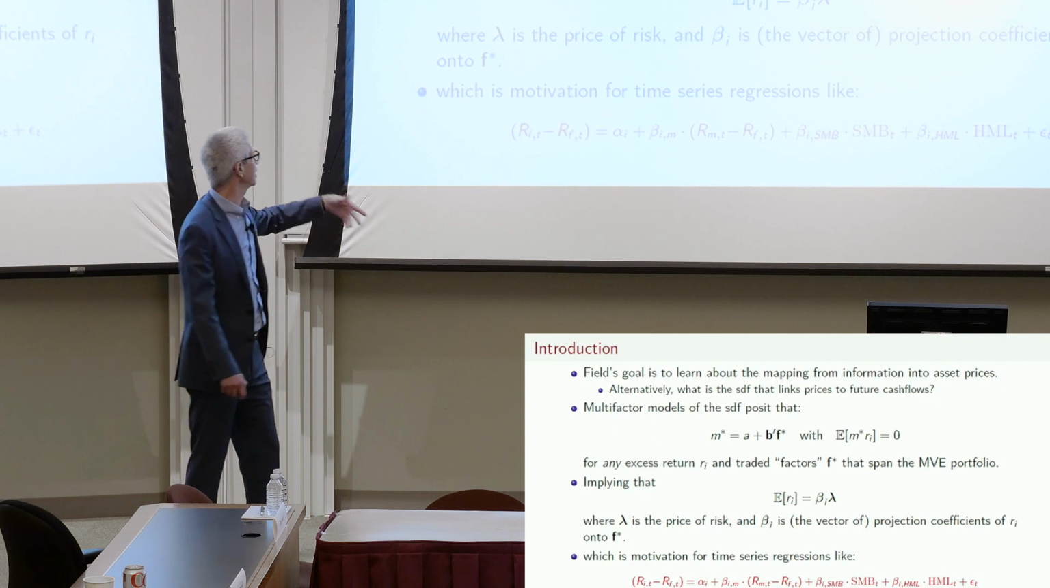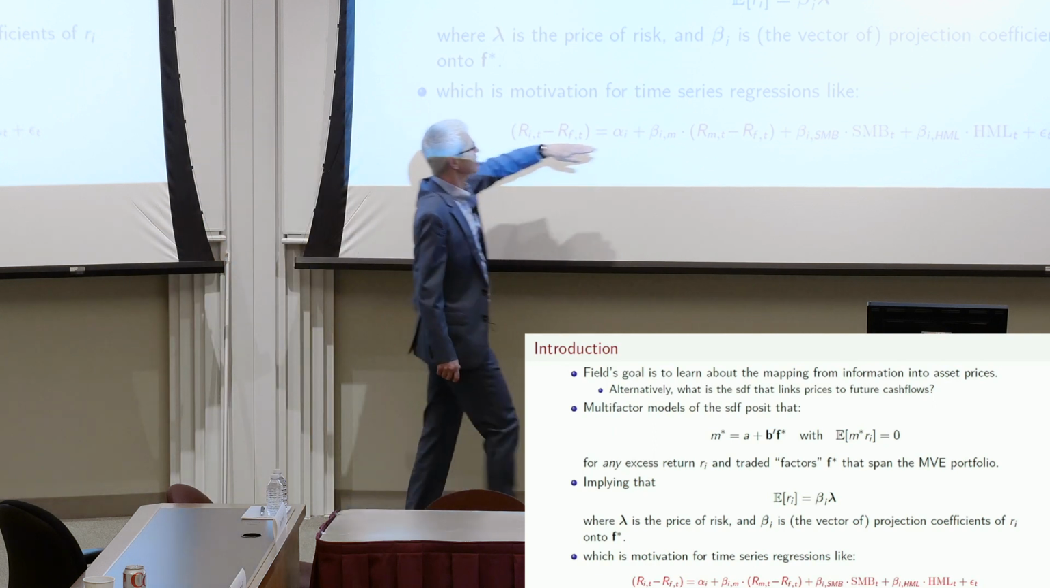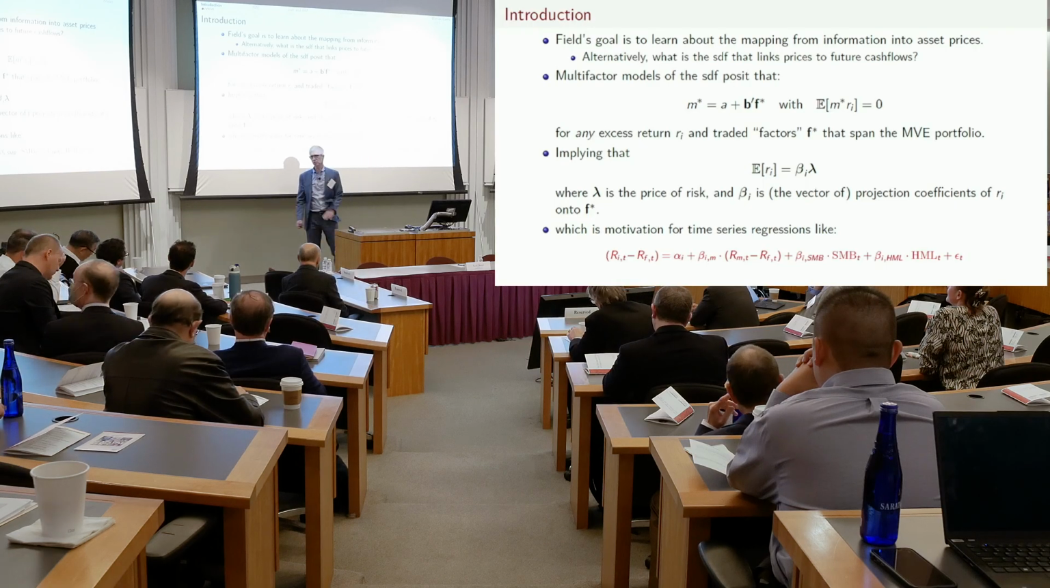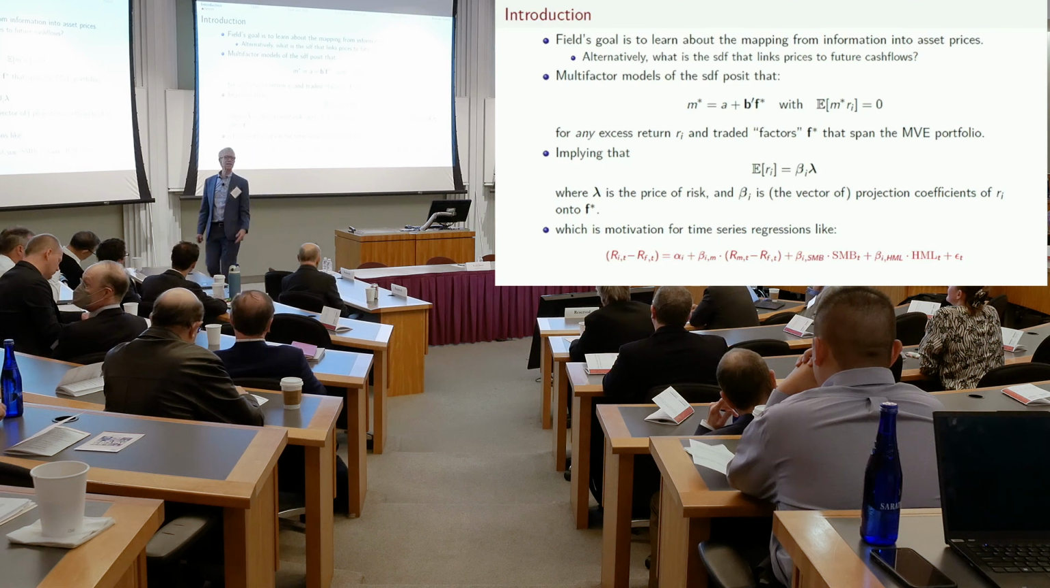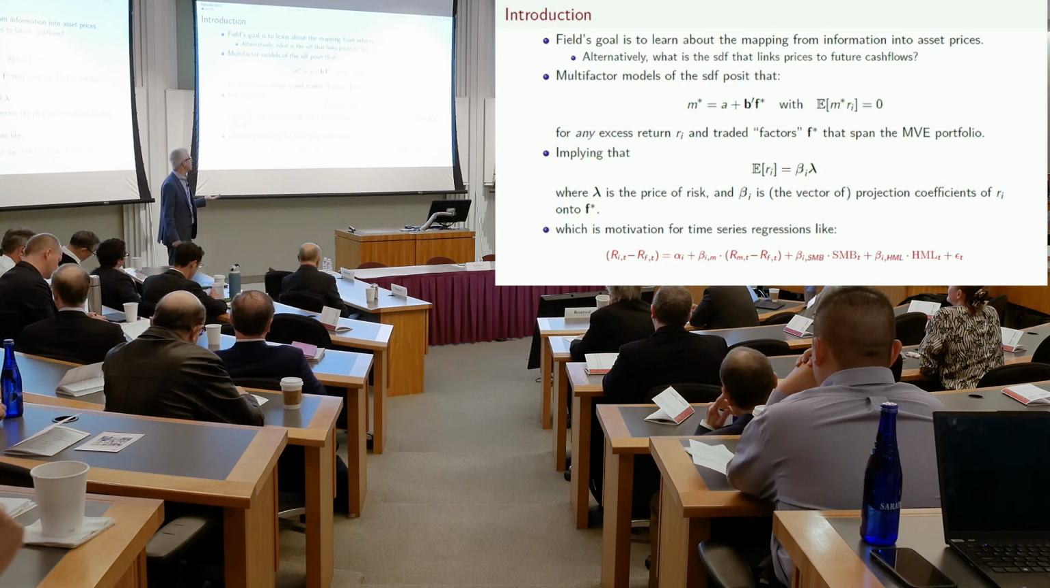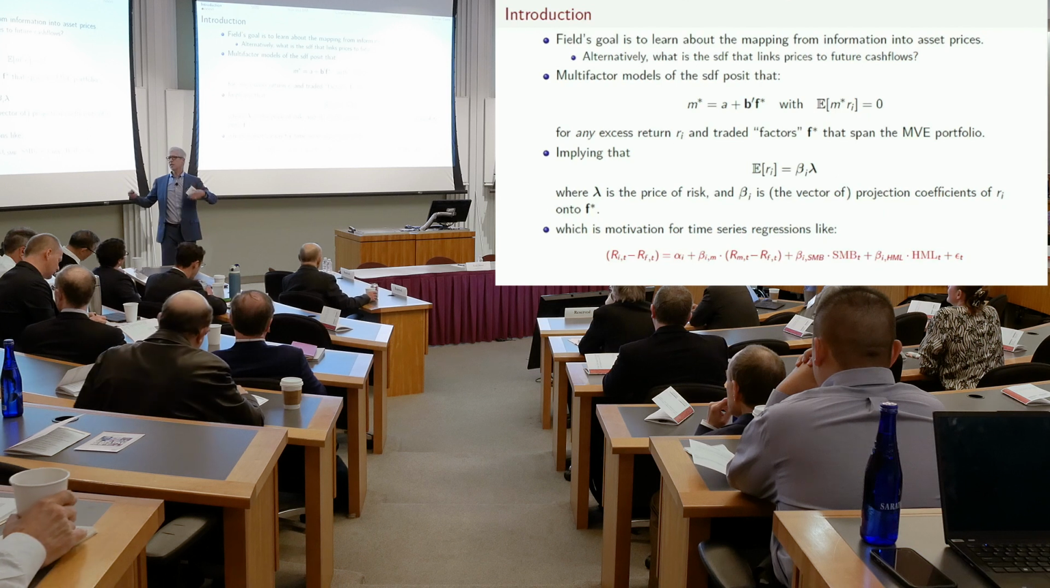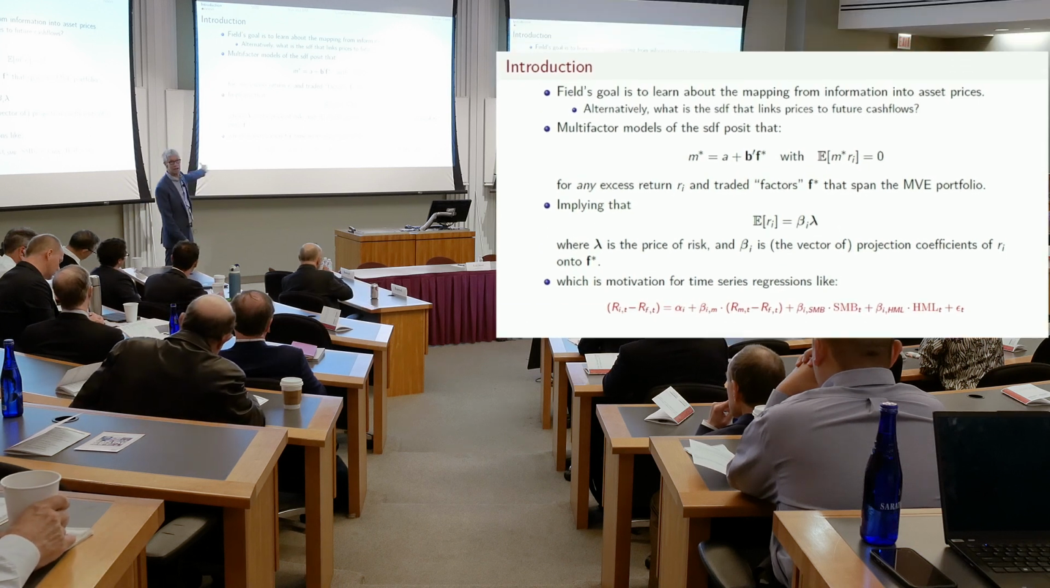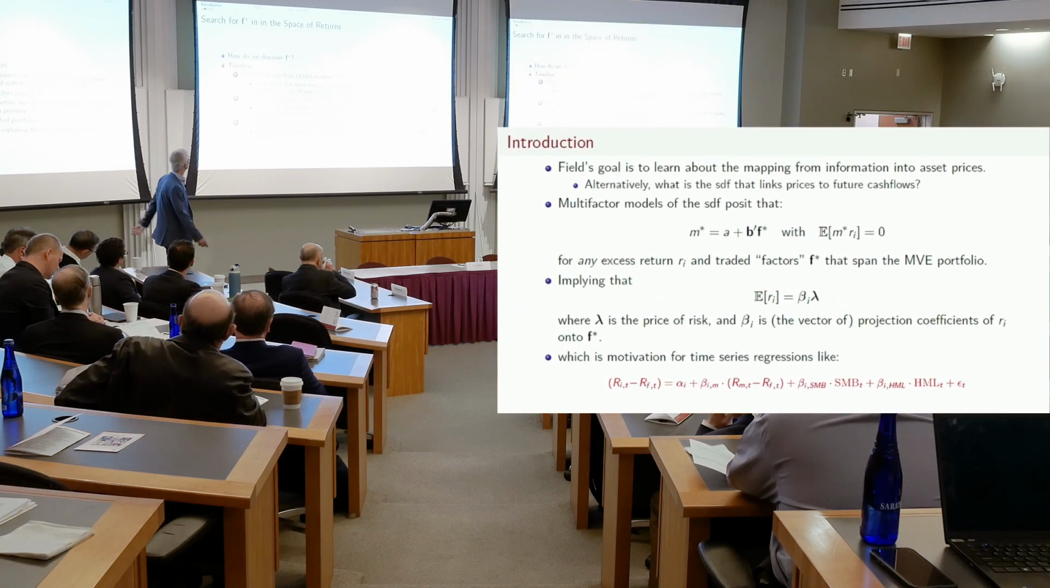This is one way of thinking about the motivation for something like the three-factor model regressions. The idea is if these excess returns span the mean variance efficient frontier, then the alpha for every single asset is going to be 0, so we can easily go out and test these by running time series regressions like this one.